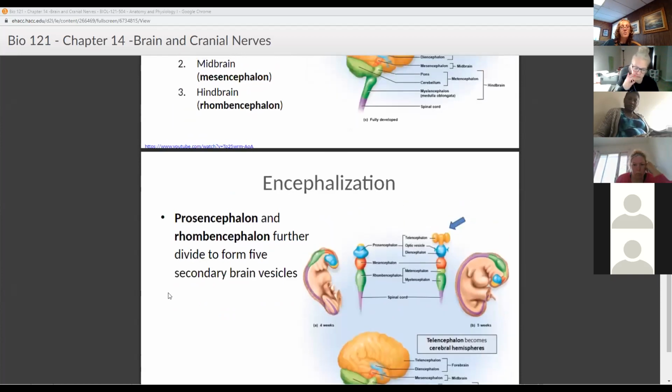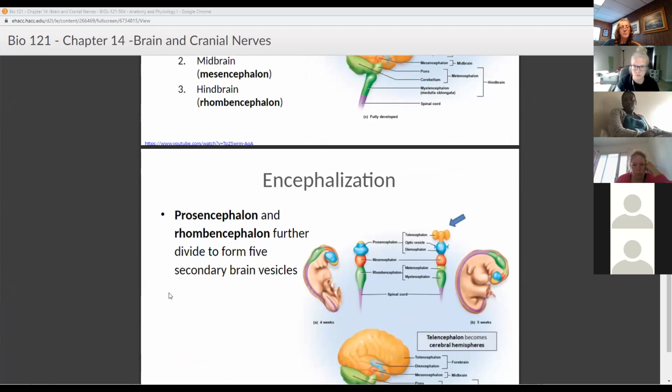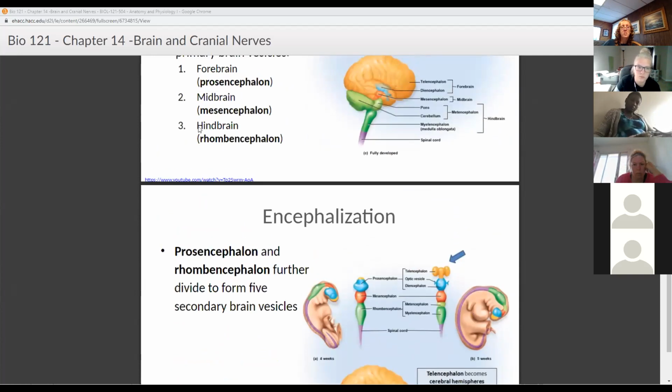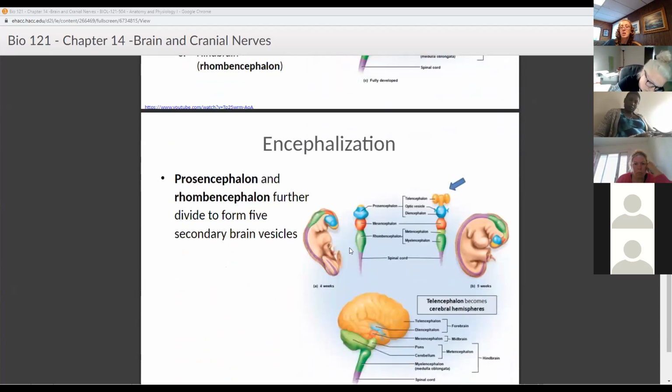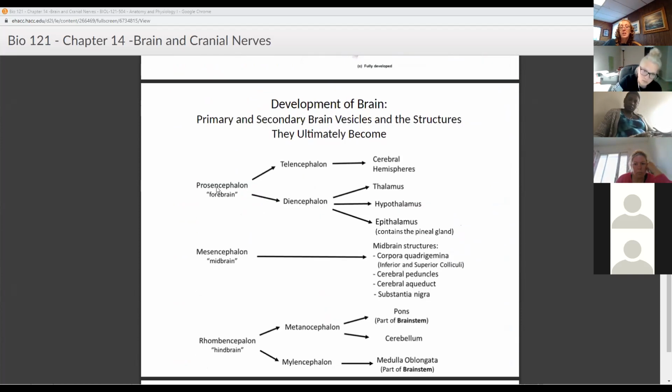And you know what? Let me do something really quick here. So the prosencephalon, the forebrain, and the hindbrain are going to divide to form 5 major brain vesicles. Ultimately, these 3 vesicles are going to form 5 vesicles: the telencephalon, the diencephalon, the mesencephalon, and the rhombencephalon is going to form the metencephalon and the myelencephalon. Of these 5 different vesicles, these are the different structures that are going to form. And we will talk about all of these different structures.